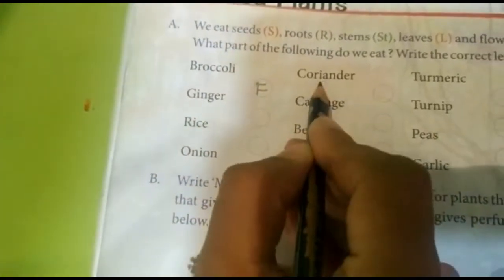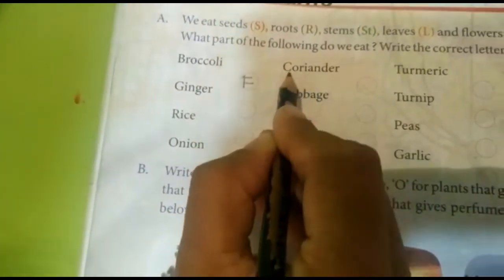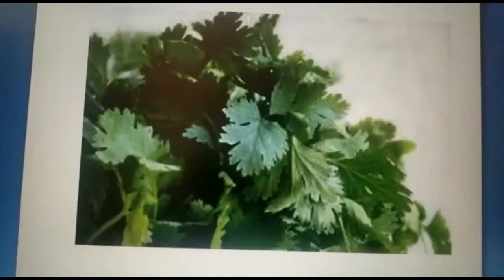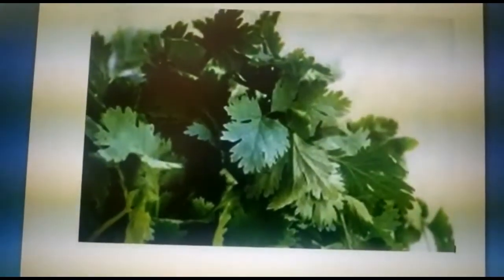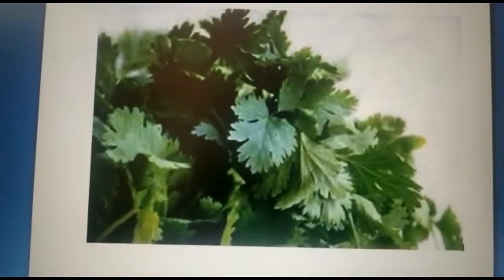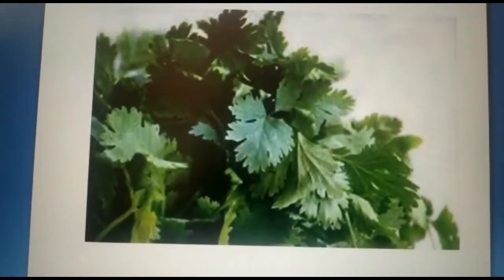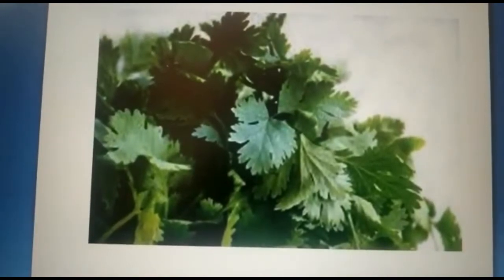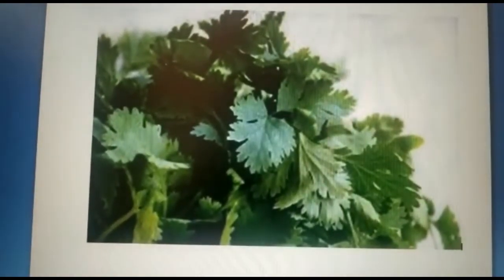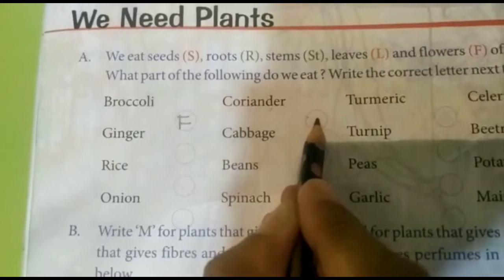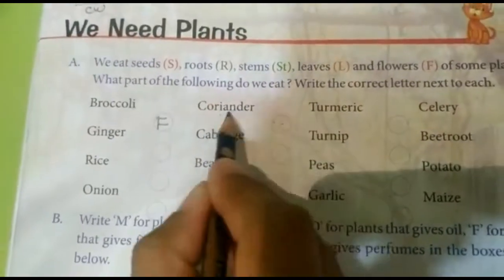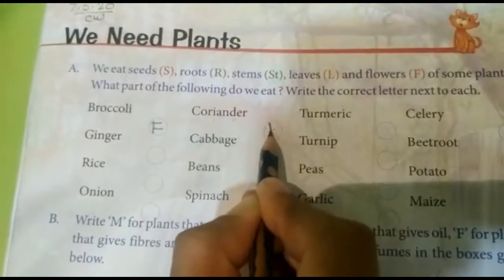Now look at the next word. Coriander. We'll see the picture of coriander. These are the coriander leaves and we add it in the curry and it gives flavor to it. So this is the leaf part that we eat. Okay, so we write here L. So just beside coriander you will write L.